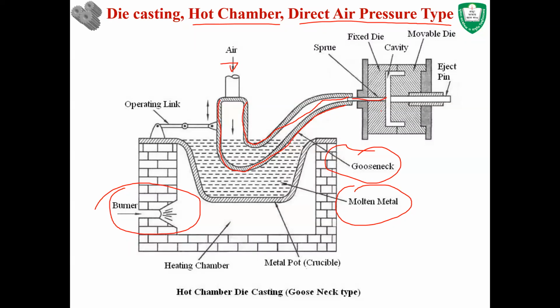Once the cavity is filled up, this whole system is called a die. One part is called the fixed die, and the other part is called the movable die. This die can be moved in this direction so that you can take the casting out of the system, and this die is fixed with the whole machine.